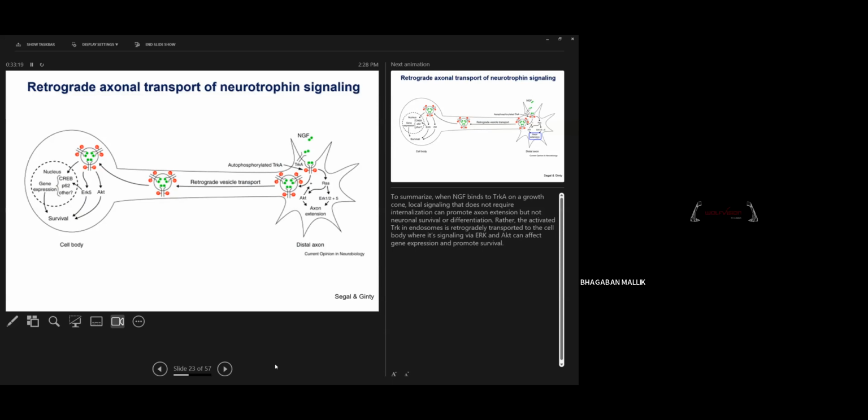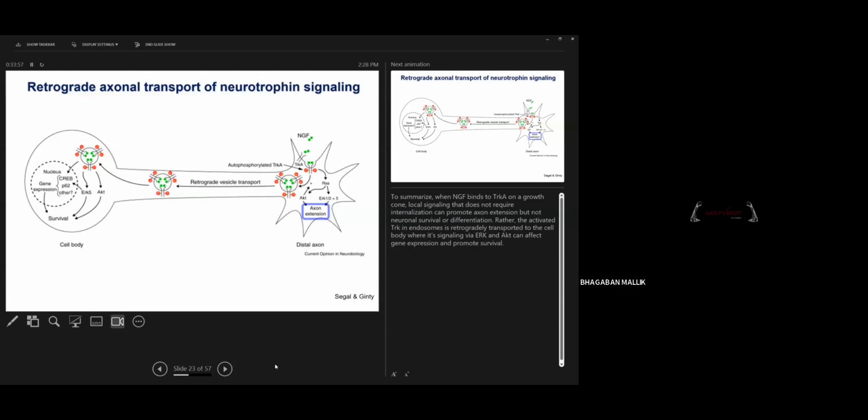So the neurotrophins and their receptor are endocytosed at the axon terminal, then get transported through this axon by retrograde transport, and enter into the cell body. Here in the cell body, since these are phosphorylated, they can activate AKT and ERK signaling pathways, which are required for cell survival. They can also activate the CREB transcription factor, which can regulate the expression of downstream genes. So that is what they have seen.